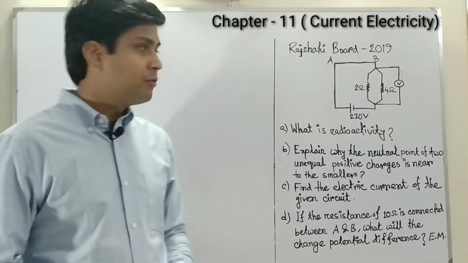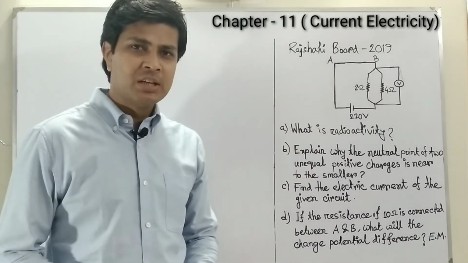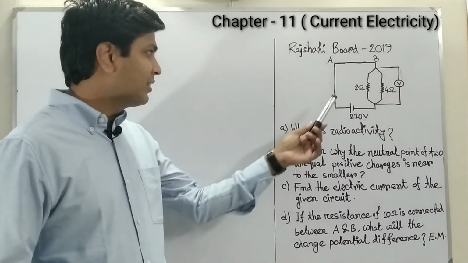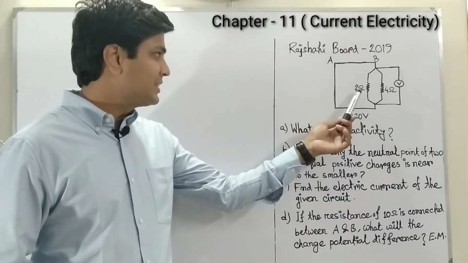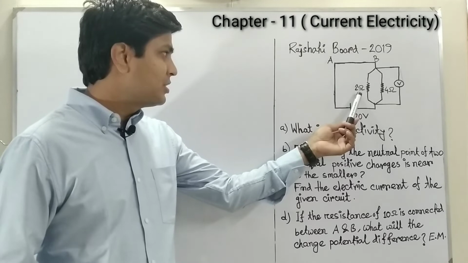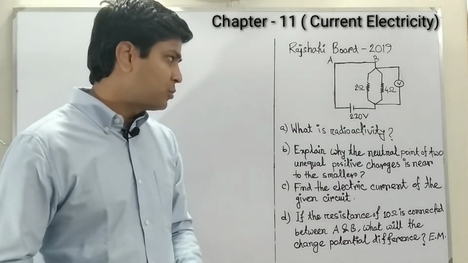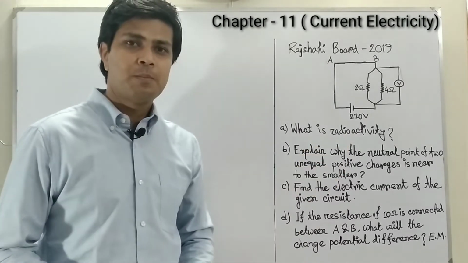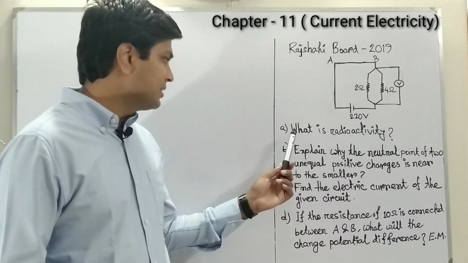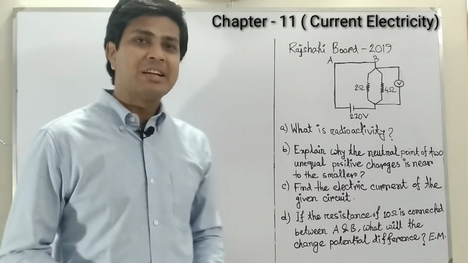Creative question number 2 from Rajshahi Board 2019. Look at the diagram. In the diagram you can see there are two resistances. The first resistance is 2 ohm and the second resistance is 4 ohm. The electromotive force is 220 volt. Question is, what is radioactivity?